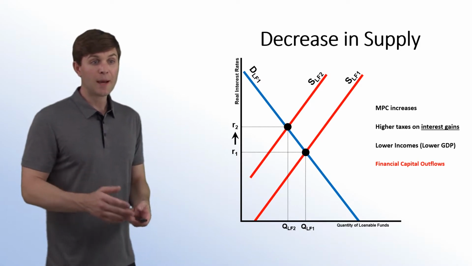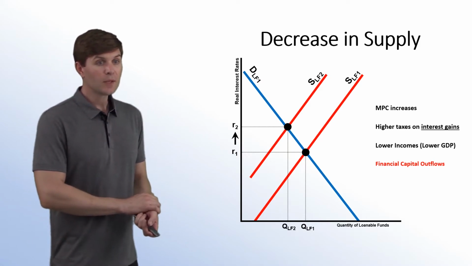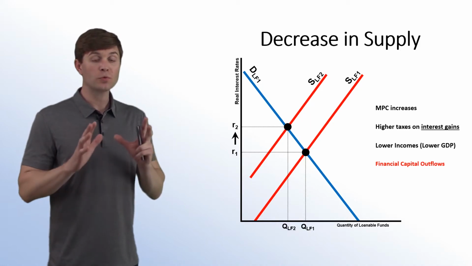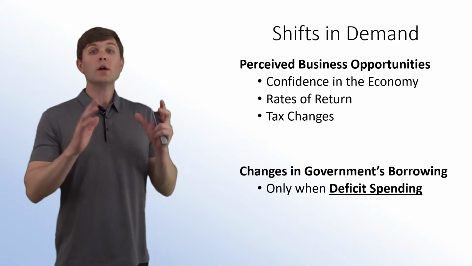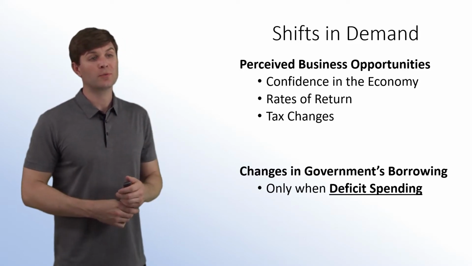All right, financial capital outflows. All of a sudden, we're politically unstable. Money's leaving. Political instability. All right, so that is it for those particular shifts. All right, what causes the demand curve for loanable funds to shift to the left and to the right? Two big categories for this one as well.